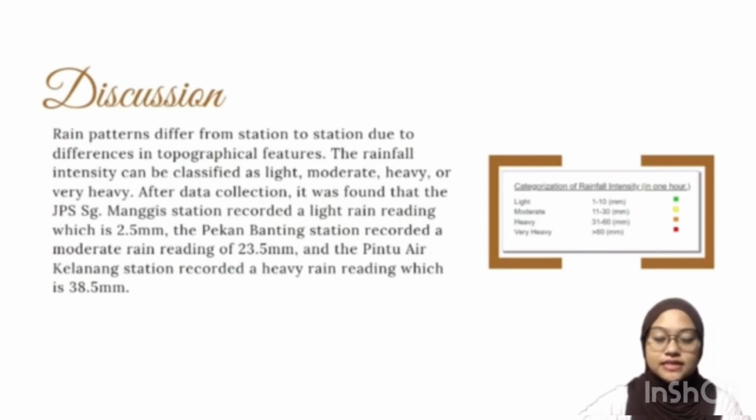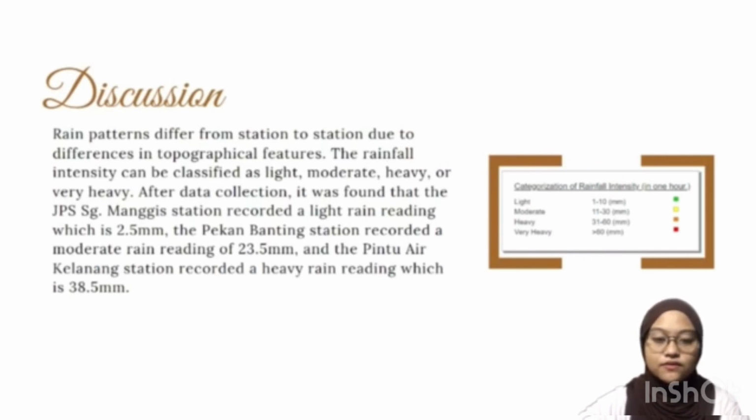I will present to you regarding the discussion. All rainfall data is collected in real time using the website Infobanjir. The data sets were gathered between April 17 and May 14, a period of 4 weeks. Rain patterns differ from station to station due to differences in topographical features. The rainfall intensity can be classified as light, moderate, heavy, or very heavy. The figure depicts the classification of rainfall intensity as light, which is 1 mm to 10 mm, moderate 11 mm to 30 mm, heavy 31 mm to 60 mm, and very heavy is more than 60 mm.